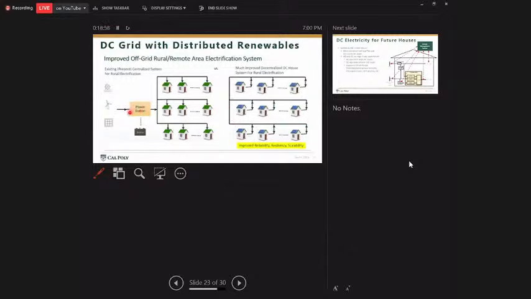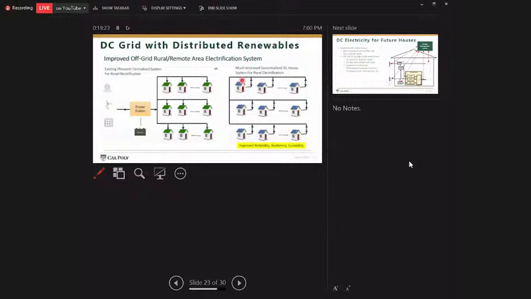You can see that, for example, I'm not saying that this solution on the left is bad. I'm just saying that one size doesn't fit all, right? And if you use DC house, my claim is that it is more reliable, right? For example, here on the left with the conventional technology, if the source, which is a big source, is down, then the entire village is down or blackout.